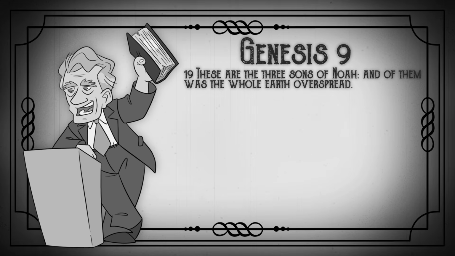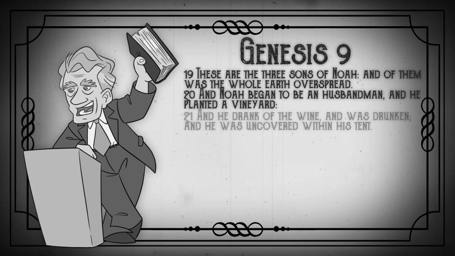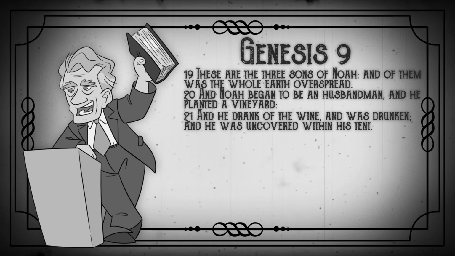Genesis chapter 9, verse 19. These are the three sons of Noah, and of them was the whole earth overspread. And Noah began to be a husbandman, and planted a vineyard, and drank of the wine, and was drunken, and was uncovered within his tent. You know why that's so significant? Because Adam is a type of Noah. Now let's look at these similitudes.